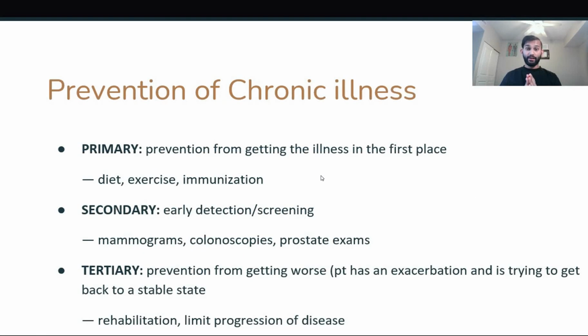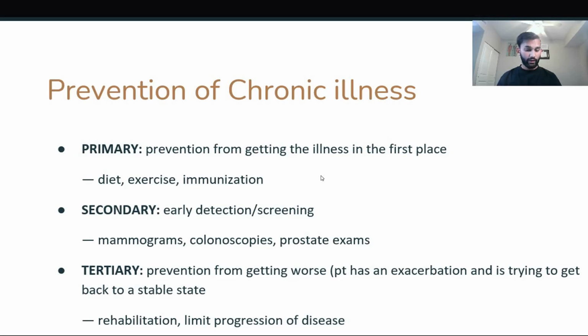Then we'll talk about the prevention of chronic illness, which has primary, secondary, and tertiary levels. This is a really important topic for the exam as well as from the NCLEX point of view. With the primary and the secondary, we are preventing any kind of disease or disorder from happening. But with the tertiary, you already have that disease or disorder, and all you want to do is prevent it from getting further worse. So let's dive into this.